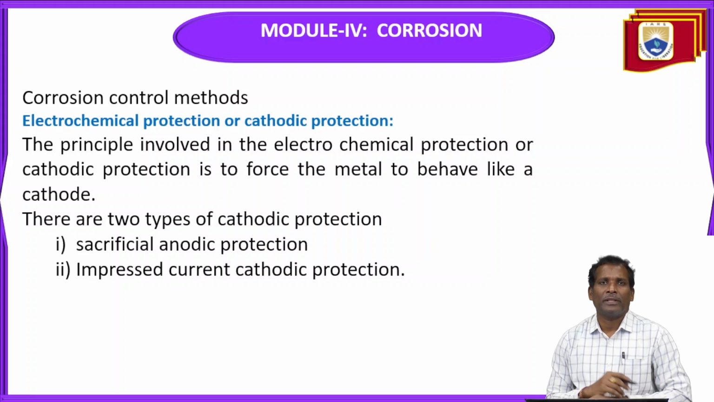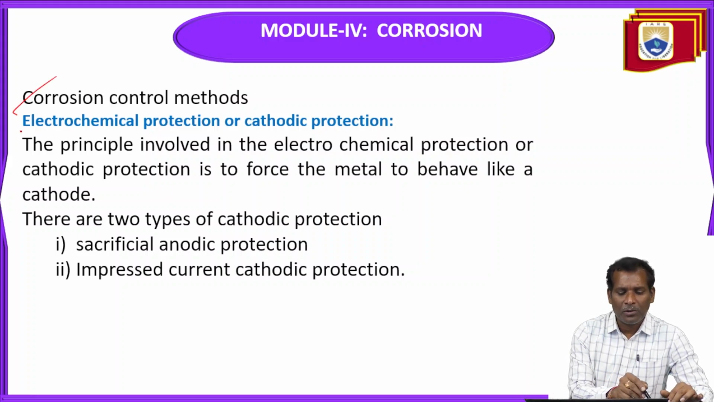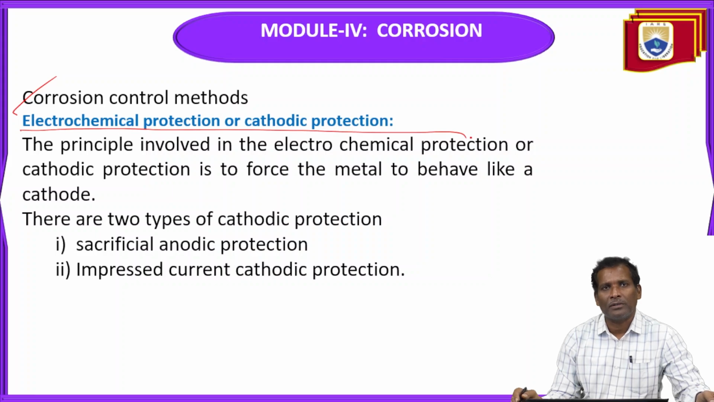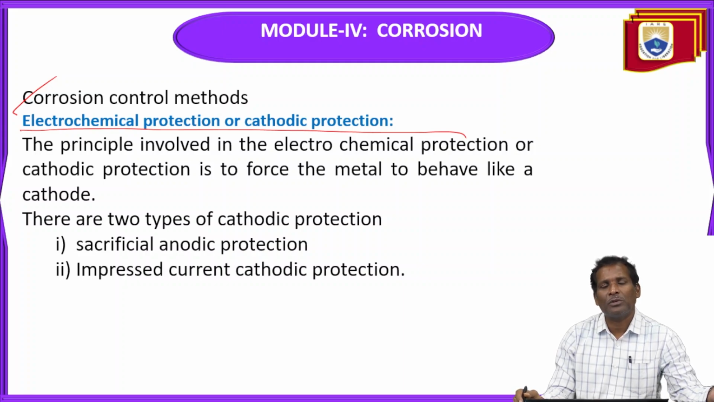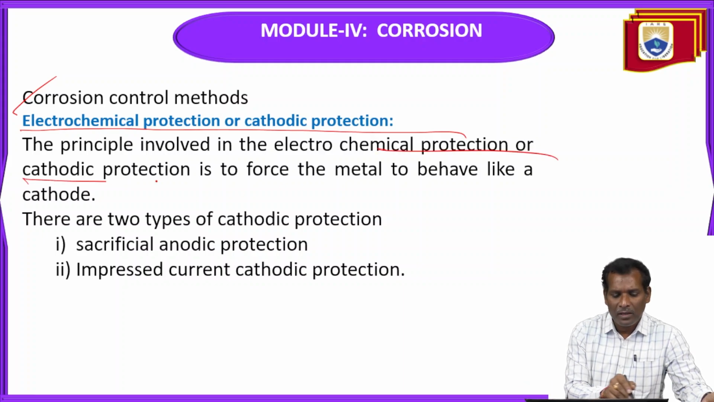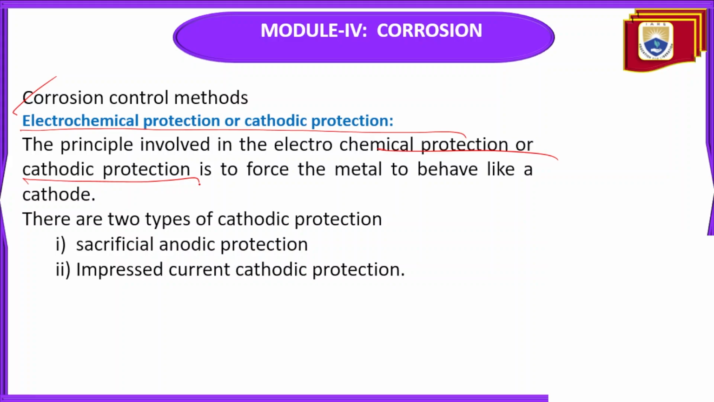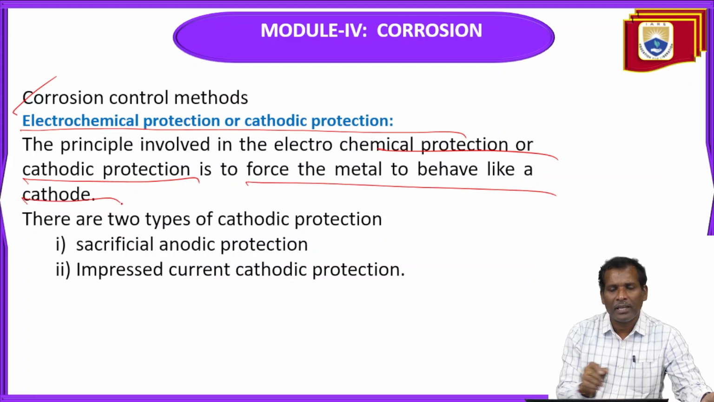So corrosion control methods are electrochemical protection or cathodic protection. We have discussed electrochemical corrosion. Now we are discussing electrochemical protection methods or cathodic protection. This electrochemical protection is also called cathodic protection. The principle involved in the electrochemical protection or cathodic protection is to force the metal to behave like a cathode.